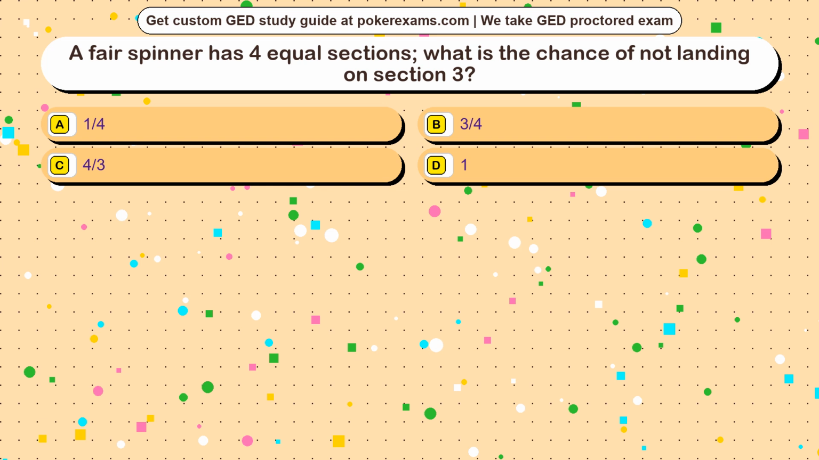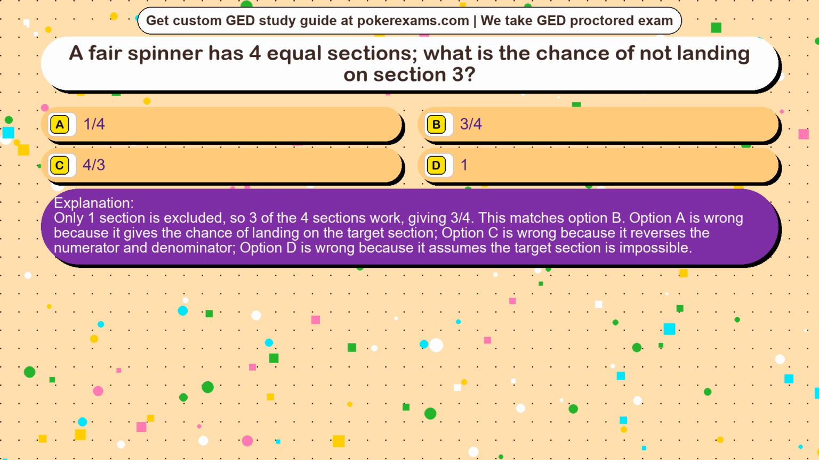The correct answer is option. Only one section is excluded, so 3 of the 4 sections work, giving 3/4. This matches option B. Option A is wrong because it gives the chance of landing on the target section. Option C is wrong because it reverses the numerator and denominator. Option D is wrong because it assumes the target section is impossible.